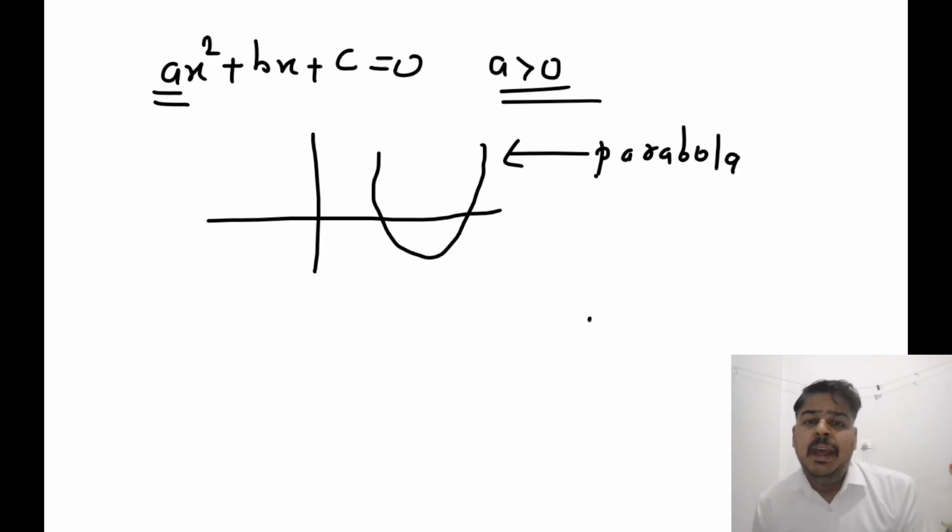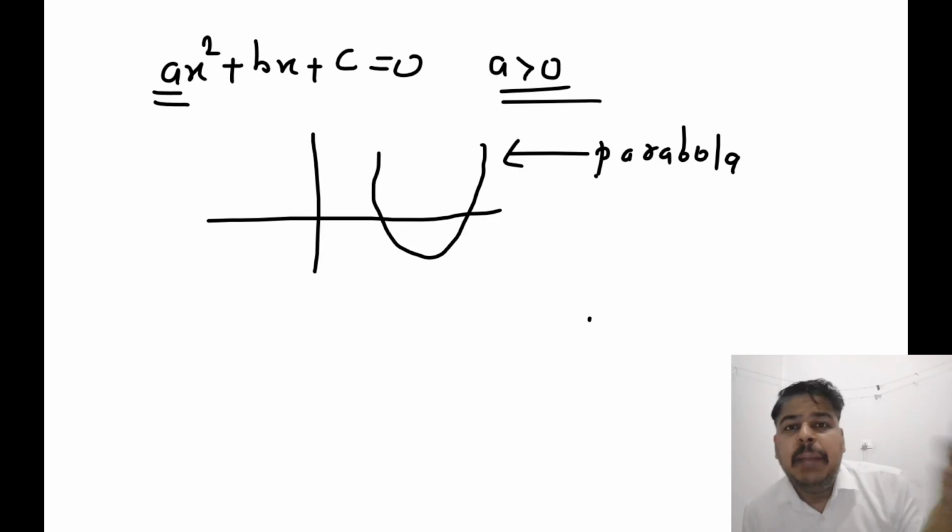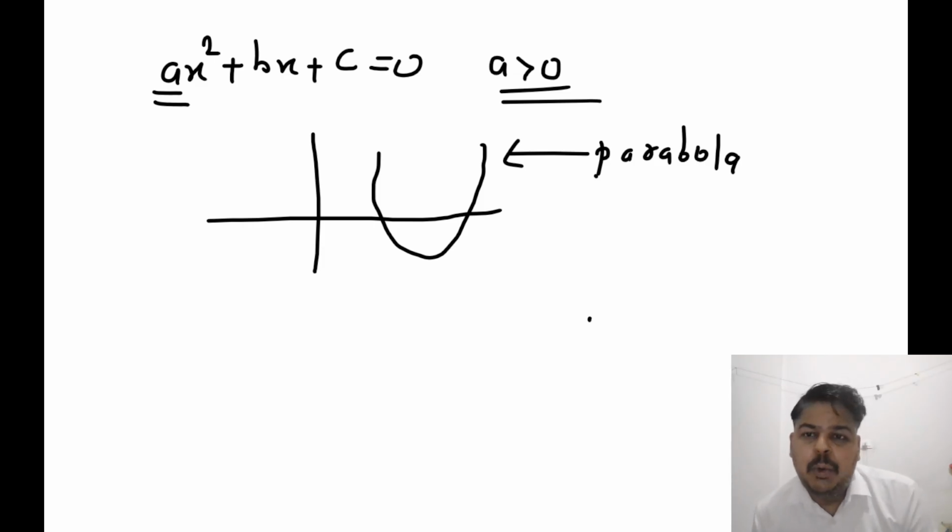Listen, if a is greater than 0, it should be noted that the graph of the quadratic equation is always a parabola. Remember, always a parabola. It may be upward, it may be downward, and it may cut the x-axis or may not cut the x-axis at all. Okay, if a is greater than 0, then it is an upward parabola.